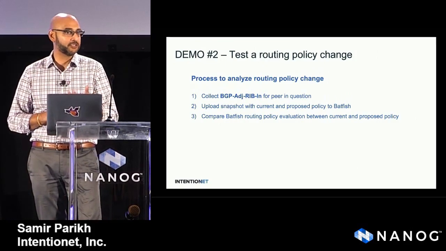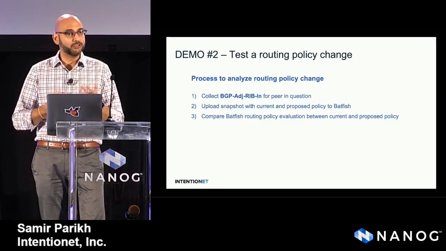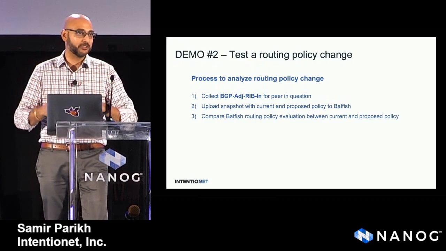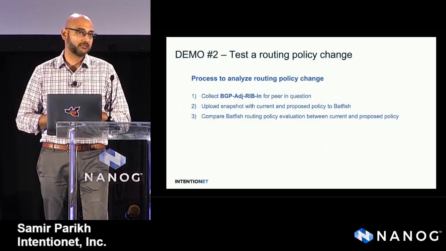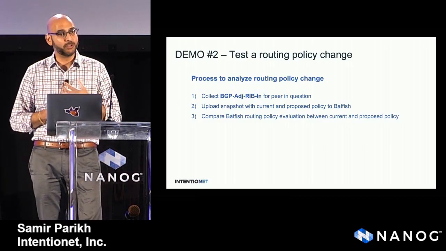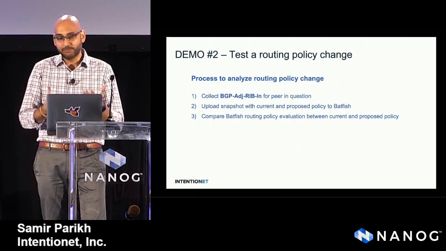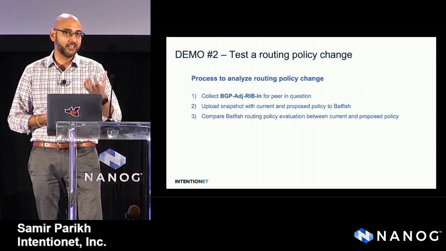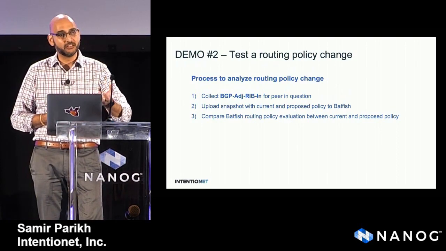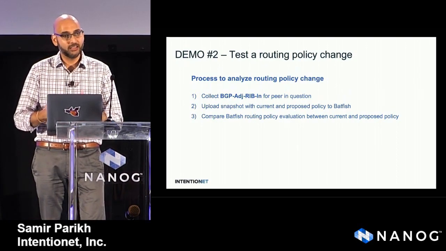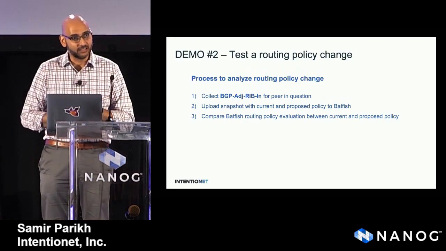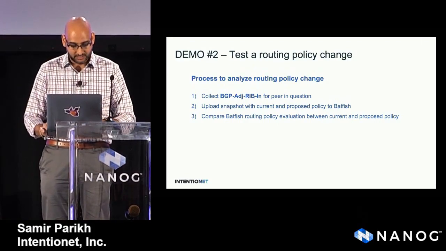You can also collect that through a series of show commands. A lot of the vendors will let you do show IP BGP received routes or some command of that nature that'll let you see exactly what your peers are sending you. So you can, again, feed that into Batfish. And then you upload a snapshot. The snapshot is the config and the BGP RIB that's currently there and the proposed change you want to make. And then there's a series of Python APIs that allows you to evaluate. So I'm going to show you what those look like.